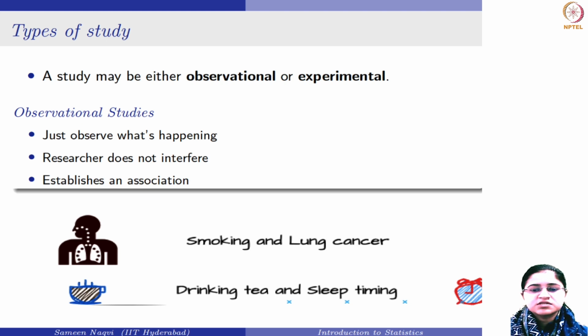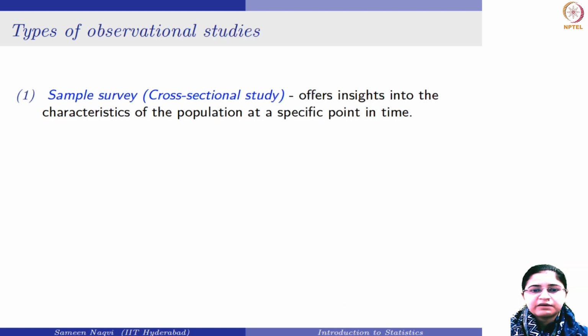So based upon this, observational studies can be categorized into 3 major types. The first one is the sample survey, which is also referred to as the cross-sectional study, and it is the most commonly used observational study. Here what we do is we give a snapshot of the characteristics of the population. So basically we look at what is happening currently, we analyze the data and give analysis based upon that only. For instance, in your drinking tea and sleep timing example, we collected a group of individuals, asked them the questions, and then based upon that we analyzed it. So we are just focusing on what is happening in the present.